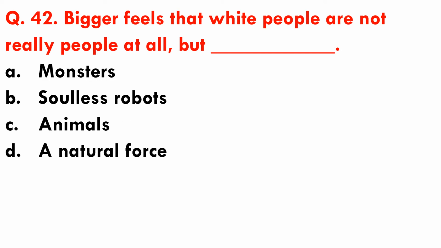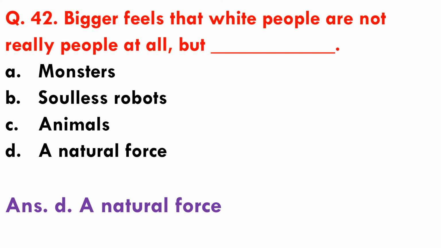Question number 42. Bigger feels that white people are not really people at all but dash. Options are A. Monsters, B. Soulless robots, C. Animals, and D. A natural force. So Bigger feels that white people are not really people at all but a natural force. Option D is the correct answer.